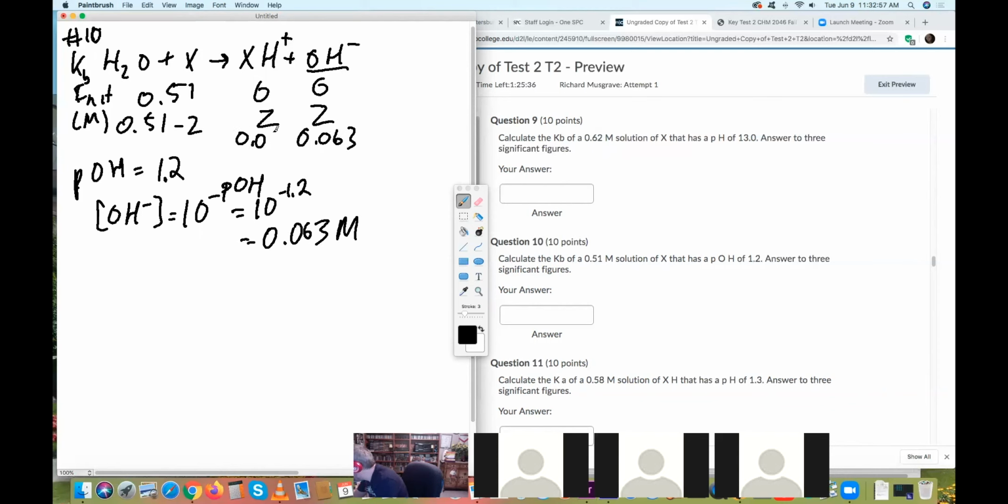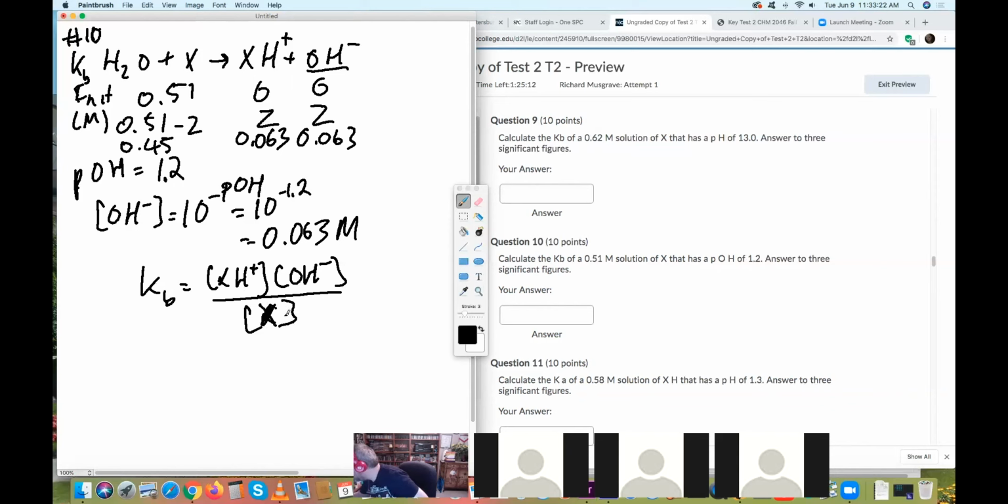So our Z value, I'm sorry, Z, Z, and this will be 0.45. And again, then we would just do what we did earlier with the Kb, which would be XH plus OH minus over X. And then we just sub our values in, 0.063 squared over 0.45. That'll be our Kb value.